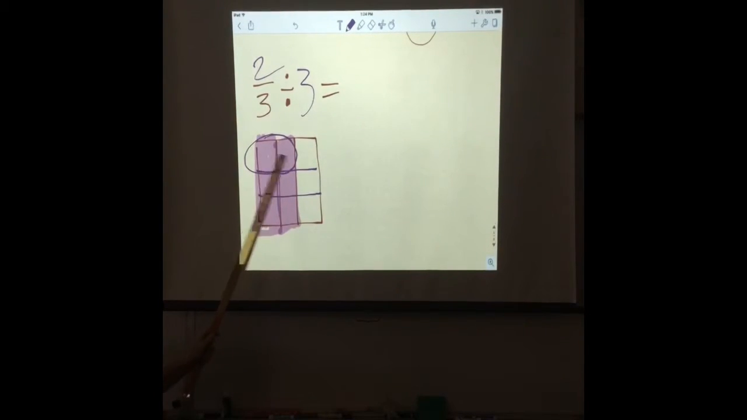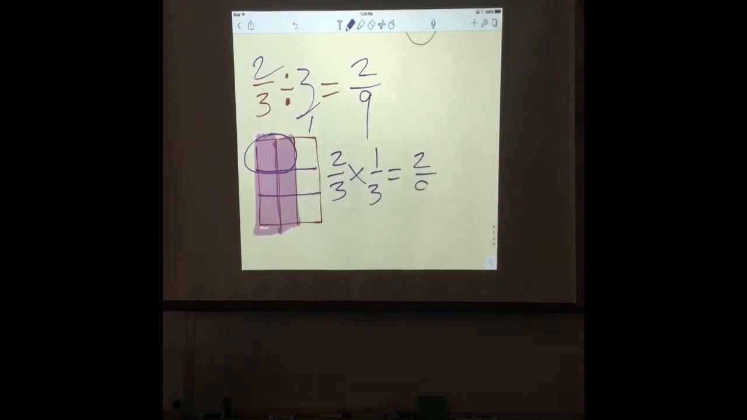So what's our answer? Well, how many squares do we have total? Let's count. 1, 2, 3, 4, 5, 6, 7, 8, 9. So our bottom number is 9. How many circled? 2. 2 ninths. Let's check and see if we're right. Let's put the opposite sign, so that means we have to flip our right fraction, which is this. And we're going to end up with 2 ninths. 2 times 1 is 2. 3 times 3 is 9. Are we correct? We're right on both of them, aren't we?